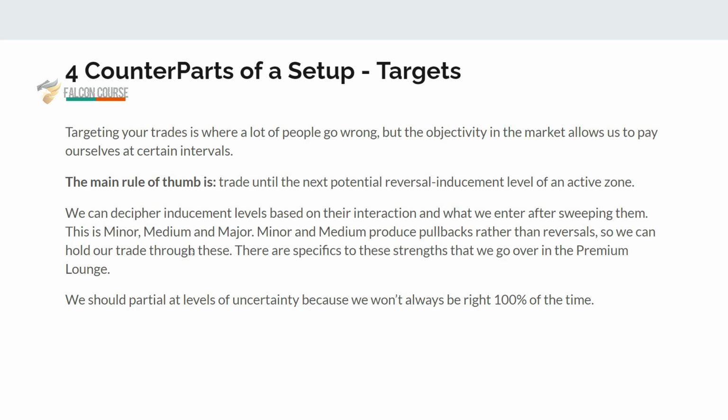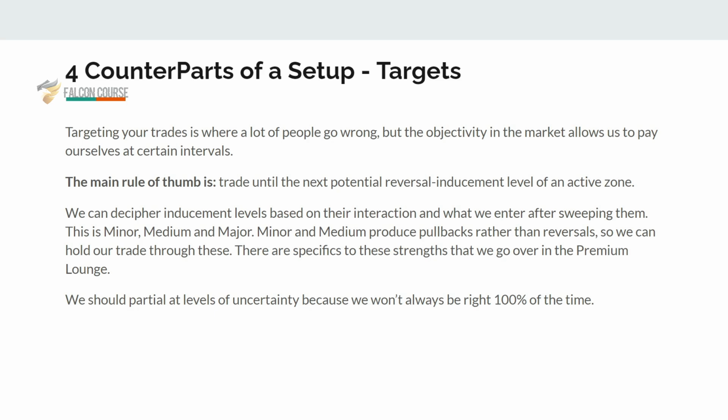So we can actually break these inducement levels down to minor, medium, and major. After the lesson, bro, because you're in the premium group, I'll explain these to you because they're definitely worth mentioning. But because this is free, I can't actually explain each one. But minor and medium produce pullbacks rather than reversals, so we can hold our trade through these, whereas major is for reversals. There are specifics to these strengths that we go over in the premium lounge.